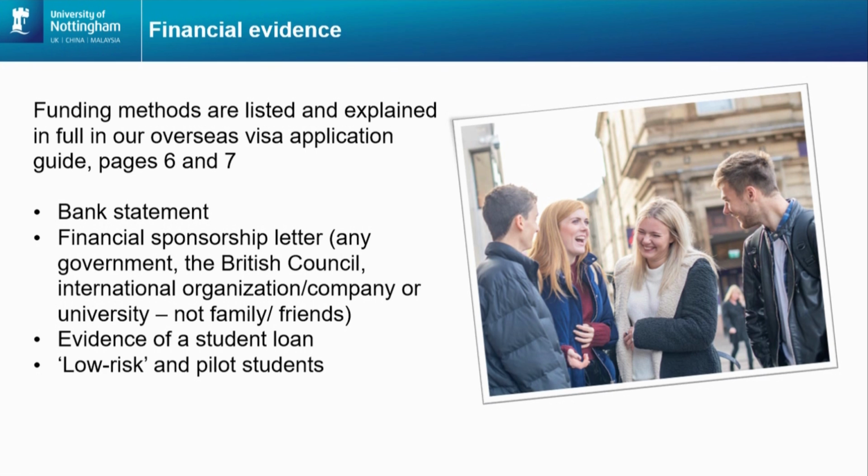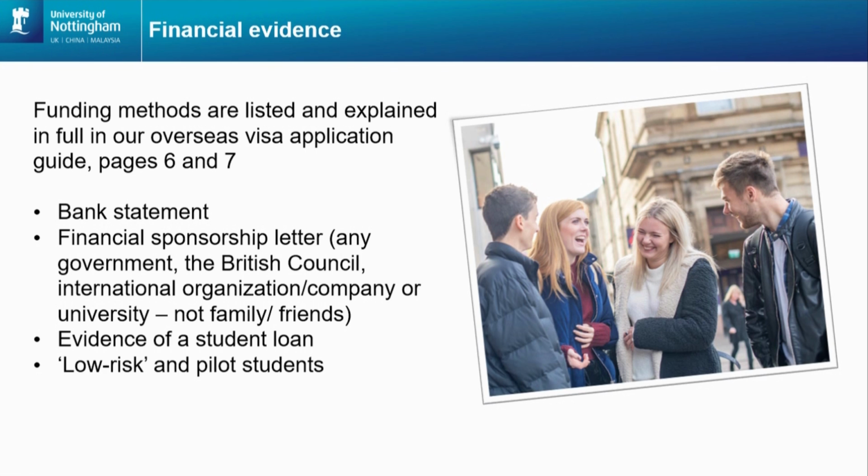The second method of showing funding would be a financial sponsorship letter. So if you have funding from any of the organisations listed, you can rely on a recently dated letter from them confirming that they are fully sponsoring you, or confirming the amount that they are sponsoring for your tuition fees and your living costs. And again, please note that by official financial sponsorship, they do mean a government, a British Council, international organisation or company, or a university. The third method is evidence that you've taken out a student loan for educational purposes.